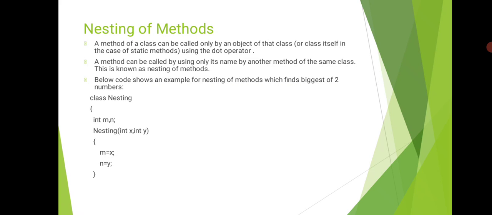A method can be called by using only its name, without using an object name and dot operator, by another method of the same class. So it is called in another method of the same class.